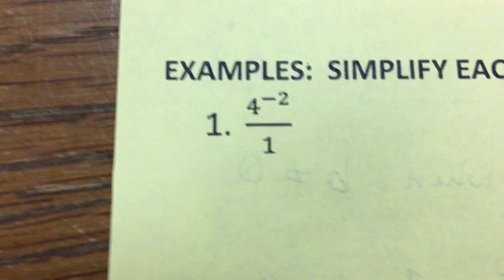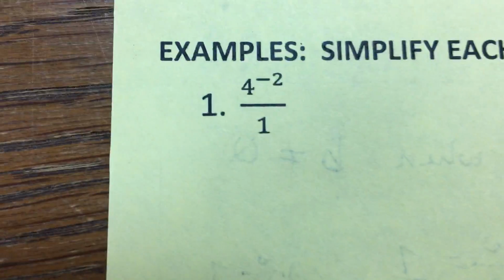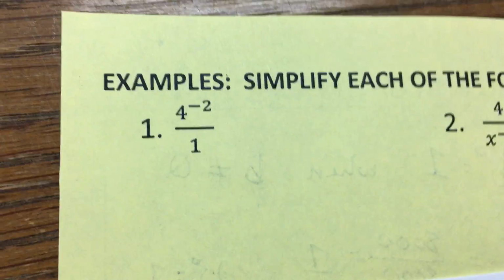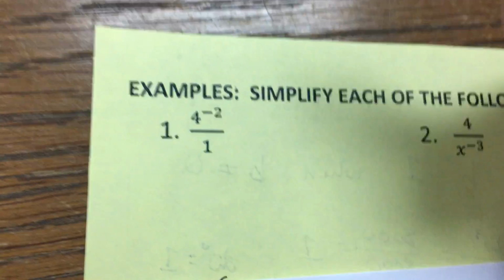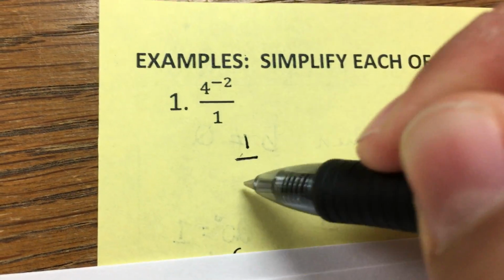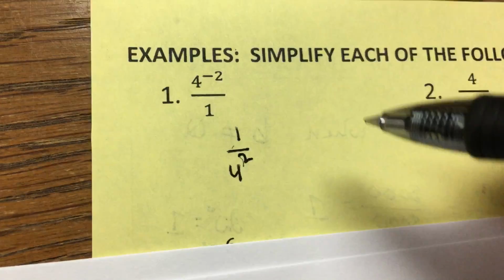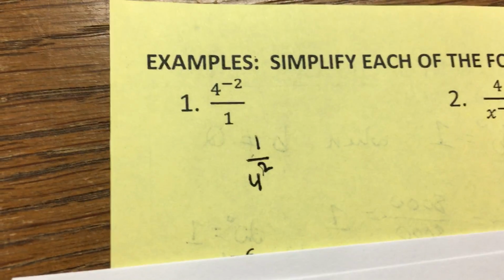Here's some examples. Pause as needed. So we have 4 to the negative 2 over 1. This one's pretty simple. All we're doing is flipping that fraction, right? So that becomes 1 over 4 to the 2, because all you have to do is flip that fraction and the exponent becomes positive.